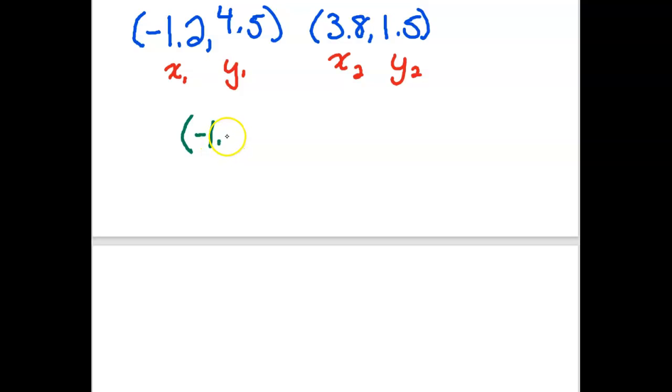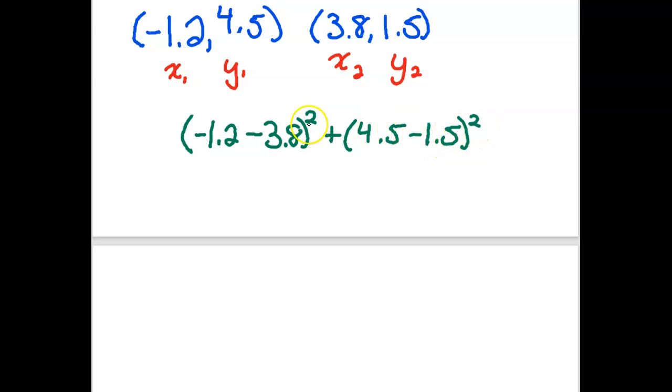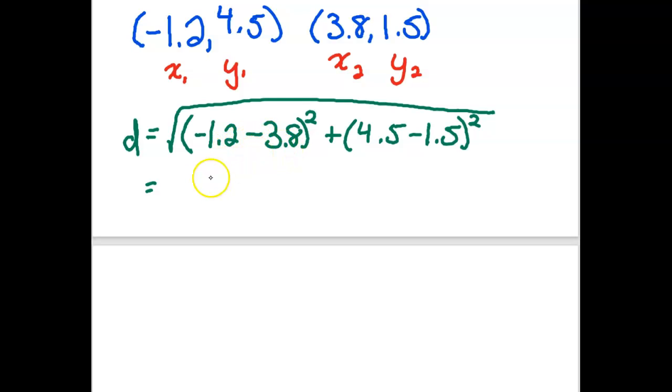So I'm going to do negative 1.2 minus 3.8, squared, plus 4.5 minus 1.5, squared. I'm going to take the square root of all of that. This will give me my distance. Now, negative 1.2 minus 3.8 should give me negative 5, squared, plus 4.5 minus 1.5 will give me 3 squared.